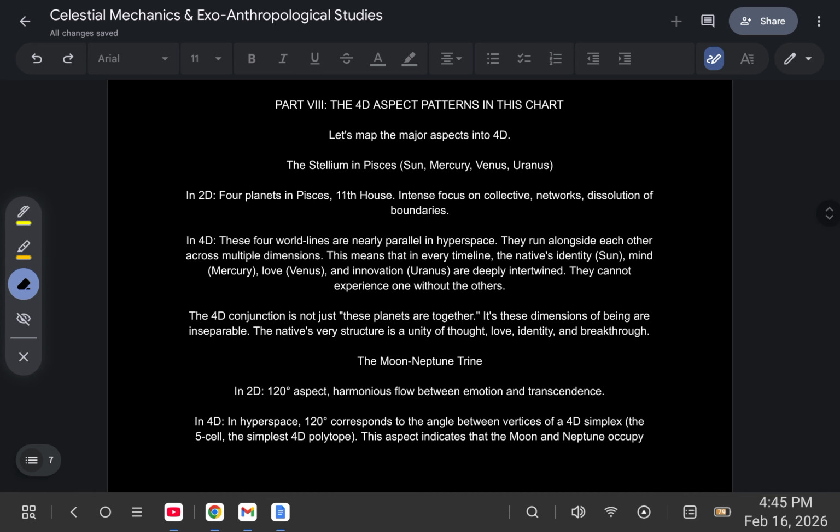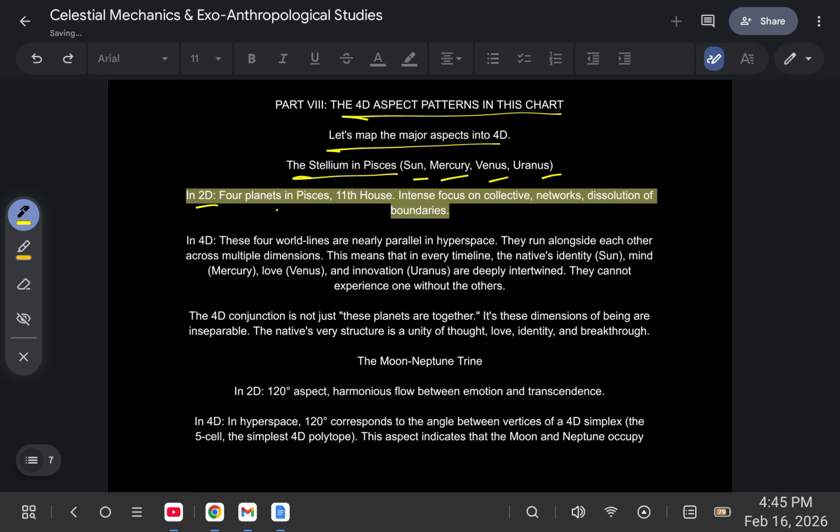Moving on to the 4D aspect patterns in this chart. For example, we're going to map the major aspects into 4D. If someone has a stellium in Pisces, for example, like me, Sun, Mercury, Venus, and Uranus. In 2D, 4 planets in Pisces in the 11th house. Intense focus on collective networks, dissolution of boundaries.